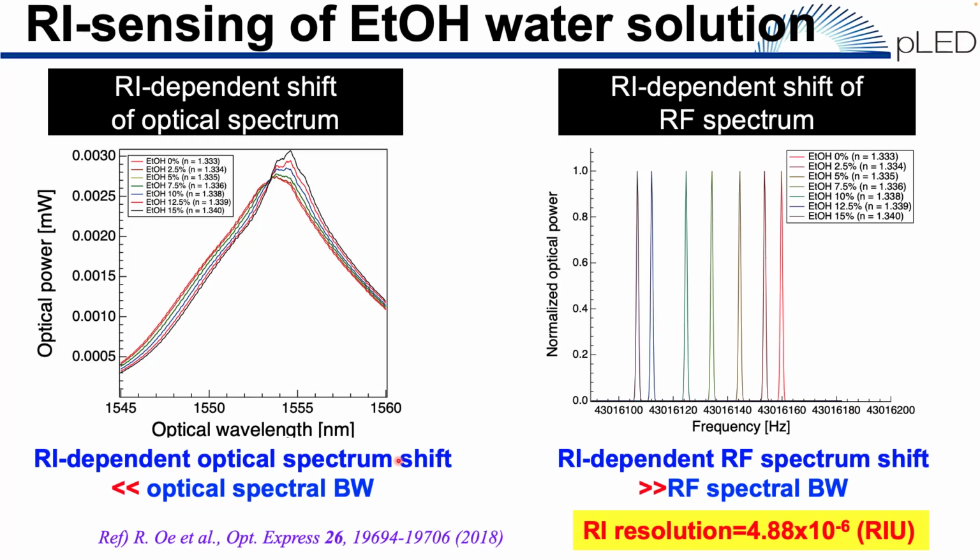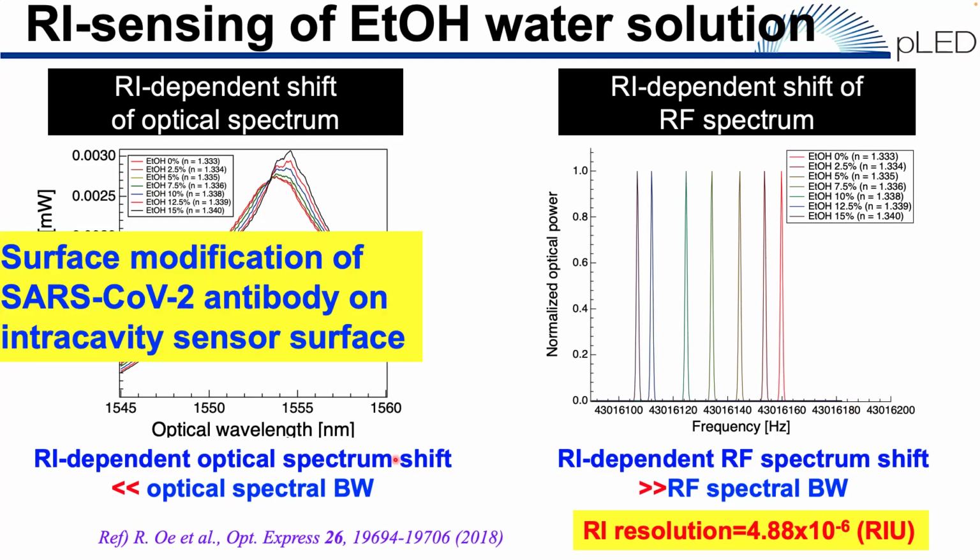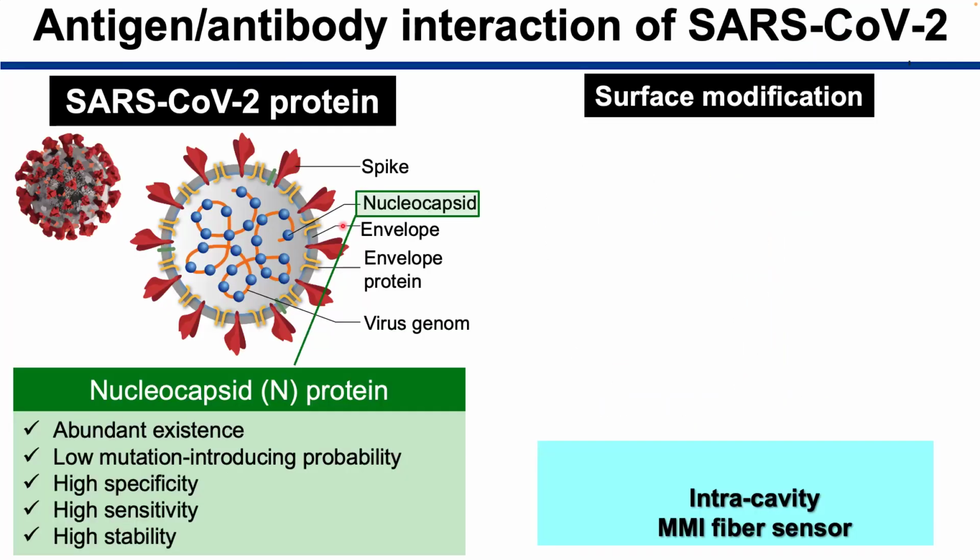We next make the surface modification of SARS-CoV-2 antibody on the intercavity sensor surface. For the optical biosensing of SARS-CoV-2, we use antigen-antibody interaction of SARS-CoV-2 protein. Among the several proteins in SARS-CoV-2, we selected the nucleocapsid protein, or N protein, because of its abundant existence and the low mutation probability, as well as high specificity, sensitivity, and stability.